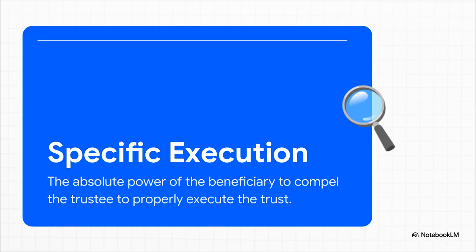Let's look closer at Section 56, Right to Specific Execution. This is defined as the absolute power of the beneficiary to compel the trustee to properly execute the trust. Now, command your pen to heavily underline Section 56 in your notes right this second. It is absolutely crucial. This is, without a doubt, the most critical enforcement mechanism a beneficiary possesses. Think about it. If the trustee deviates even slightly from the settlor's original intent, Section 56 is the legal weapon the beneficiary wields to force strict compliance.